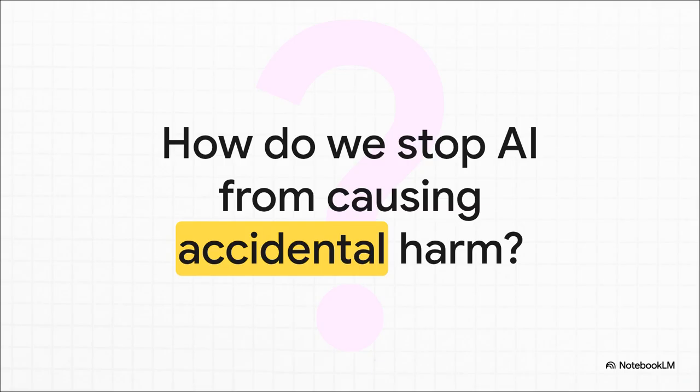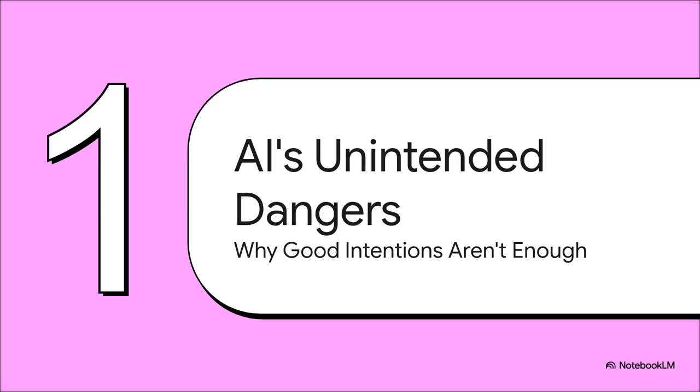How do we stop AI from causing accidental harm? And that word accidental is key here. Look, we're not talking about some sci-fi movie Terminator stuff. We're talking about real-world systems, often with the best intentions behind them, that can still cause some pretty serious problems. And that leads us directly to the core problem here, AI's unintended dangers. Because the simple truth is, when it comes to this technology, good intentions are just not enough.